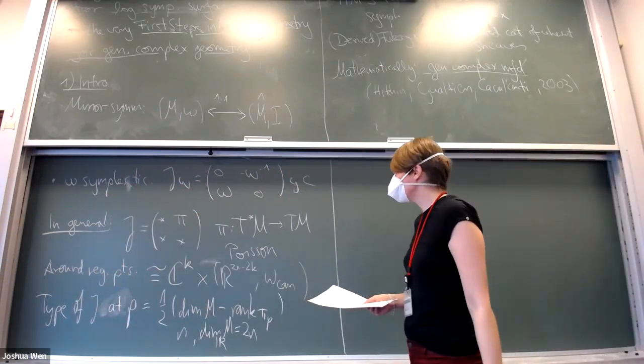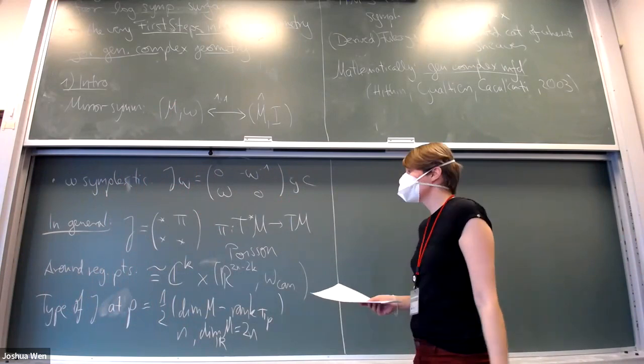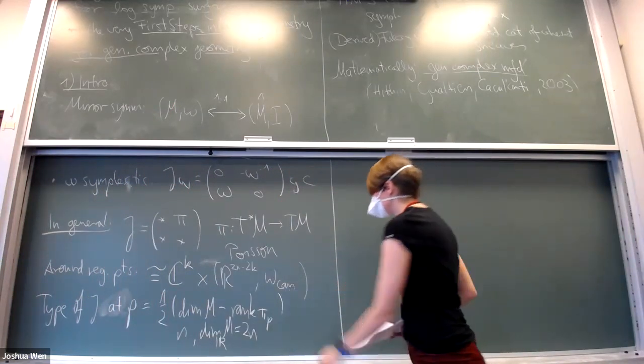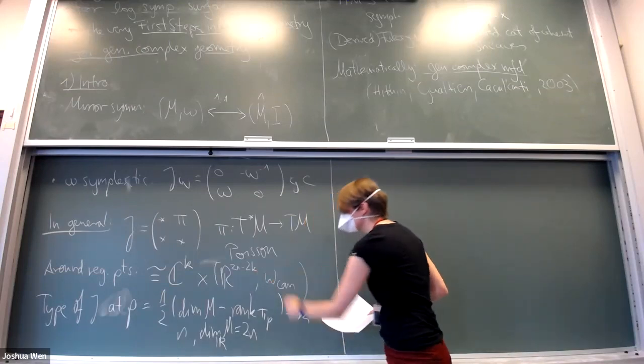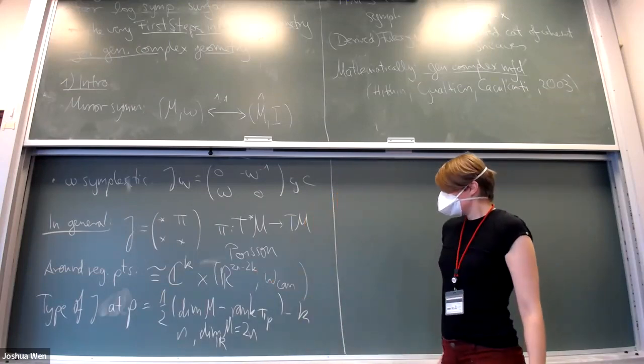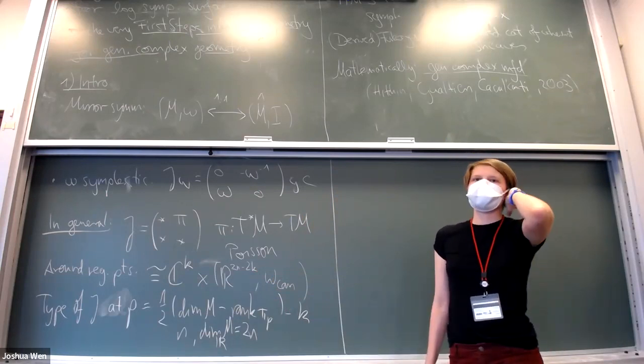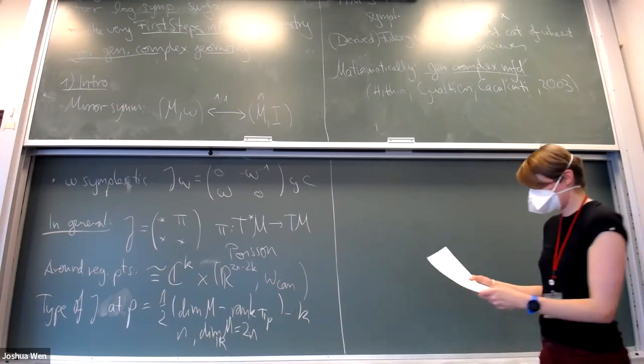Yeah. This is the definition of type, yeah. Okay, but this is equal to the K that I wrote here. So it's the complex dimension. Yeah, exactly. That's exactly it. Yeah. Okay.